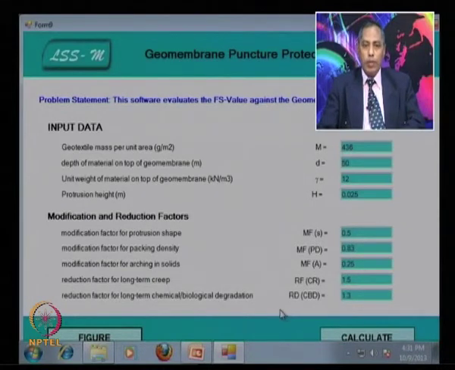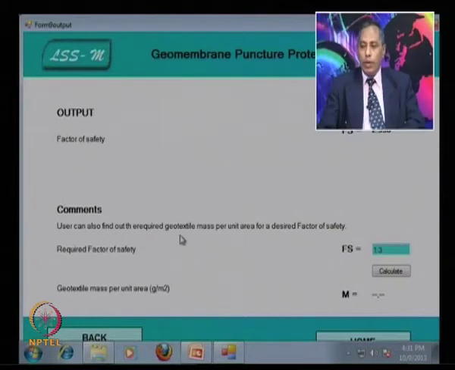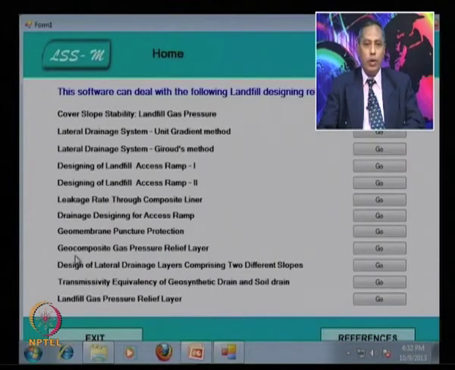This is modification factor for long term creep, RFCR is 1.5, and this is the reduction factor for chemical and biological clogging, that is 1.3. So if you calculate, you can have the output data factor of safety 2.998. So we can also find out the required geotextile mass per unit area desired for the factor of safety. Required factor of safety Fs is equal to 1.3, and you can determine that mass per unit area is 455.988 gram per meter square. So you can determine what will be the mass per unit area.